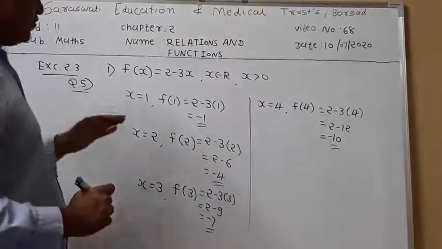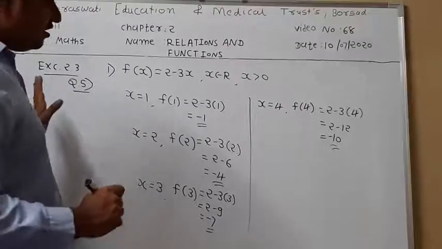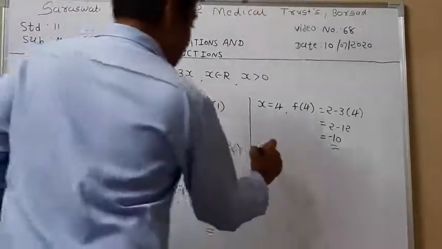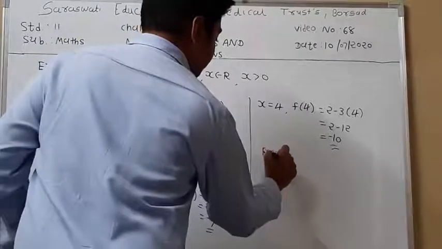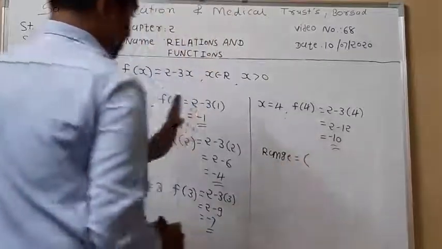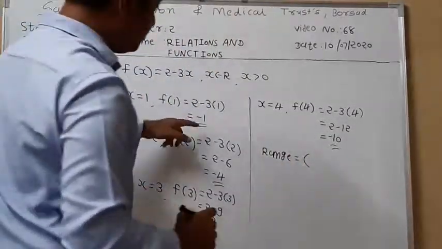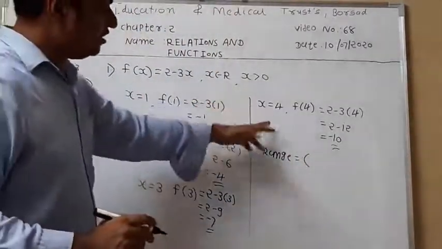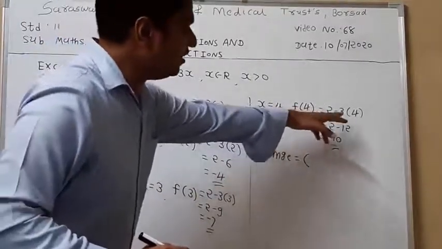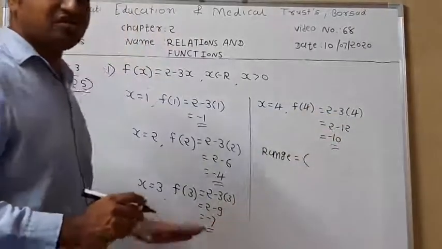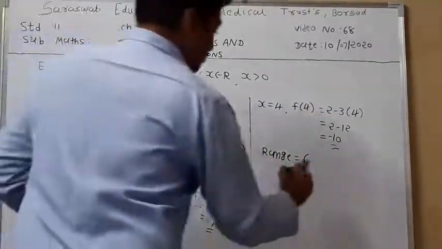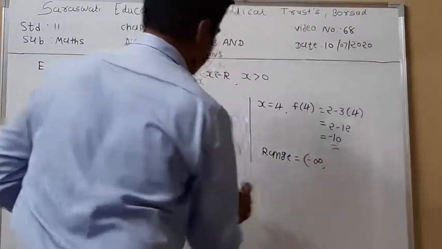So our question is to find out the range. Here we get the range in negative form. So we can write the range is equal to minus infinity on this side, because we can consider x is equal to 5. So we get f of 5 is 2 minus 15, that means minus 13. So all these values go in the negative side. So our range is minus infinity.